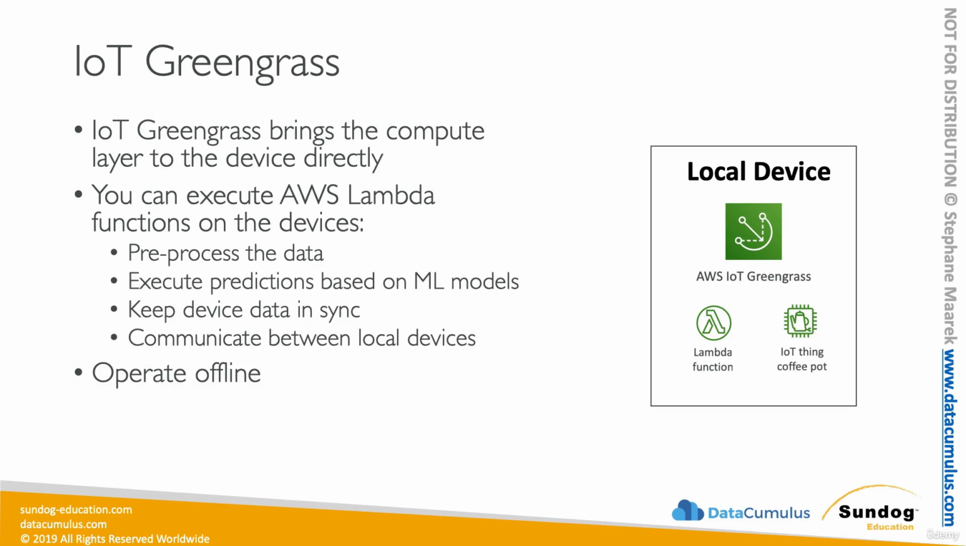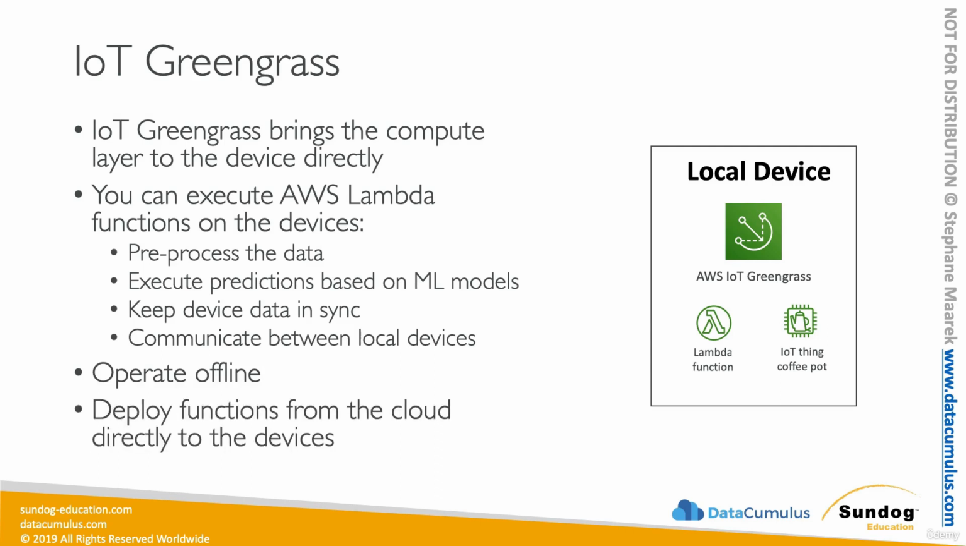You can also operate offline, so the Lambda functions need to be connected to the AWS cloud, and you can deploy functions directly from the cloud to the devices, which allows you to update the devices at any time if you wanted to. So this is all you need to know for IoT. I know this was a deep dive. Don't need to know all the details I just said, but getting a general understanding to me is very important.